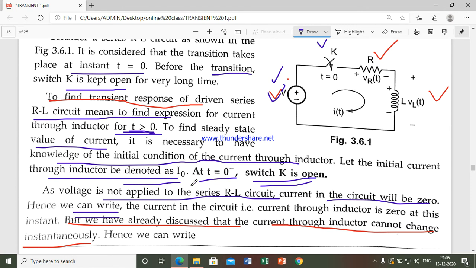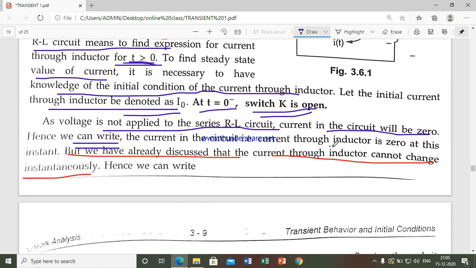Hence we can write that the current through the inductor is 0, because you have not applied any voltage source to this circuit before the switch turns on. But we have already discussed that current through an inductor cannot change instantaneously. In the previous derivation we discussed that I of 0 minus equals I of 0 plus, which is equal to 0. I of 0 minus represents the value before the switch is on.